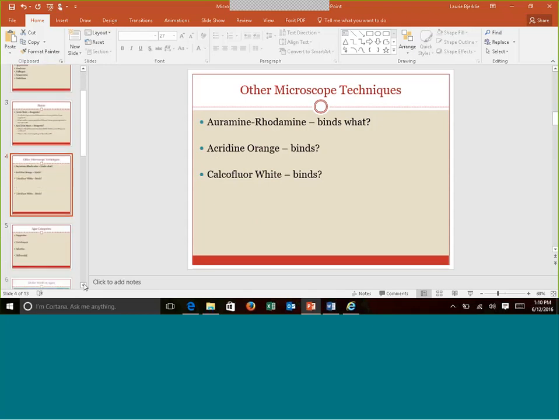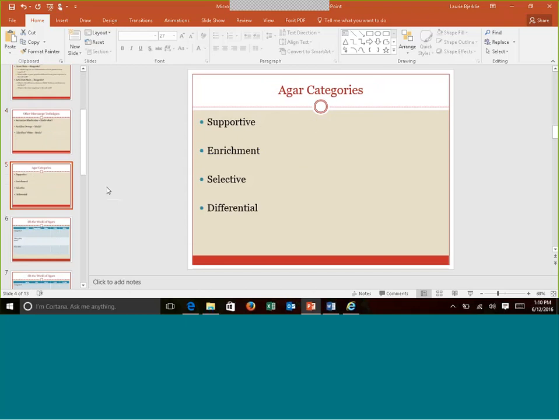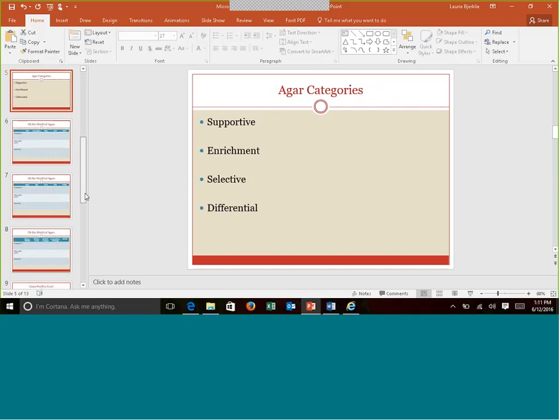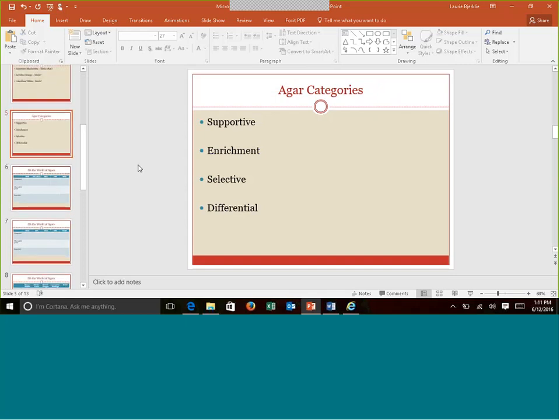All right, moving on. Next, we learned all about our augers. Again, there are 4 auger categories that you must be familiar with. Supportive just means it will support the growth of almost everything. So again, almost anything will grow on augers that are considered supportive. The items that won't grow would be the fastidious ones, the ones that are extra picky, and that's where enrichment comes in. Enrichment is just that. It has additional nutrients, additional stuff put into the auger to really help those fastidious, picky organisms thrive on that auger.